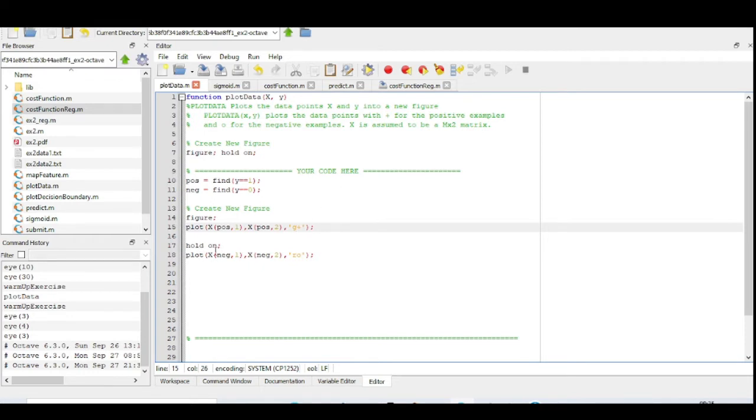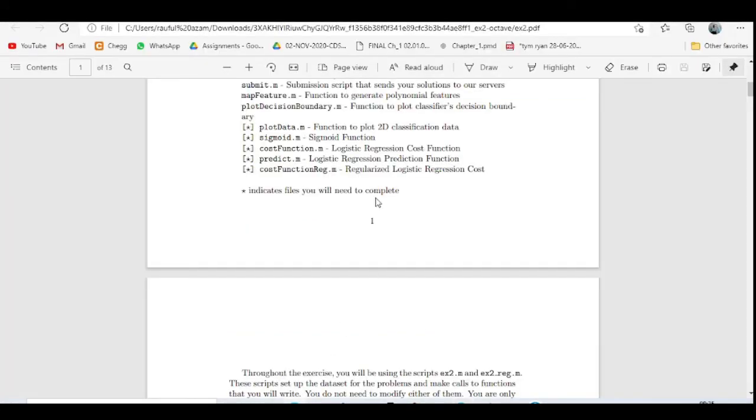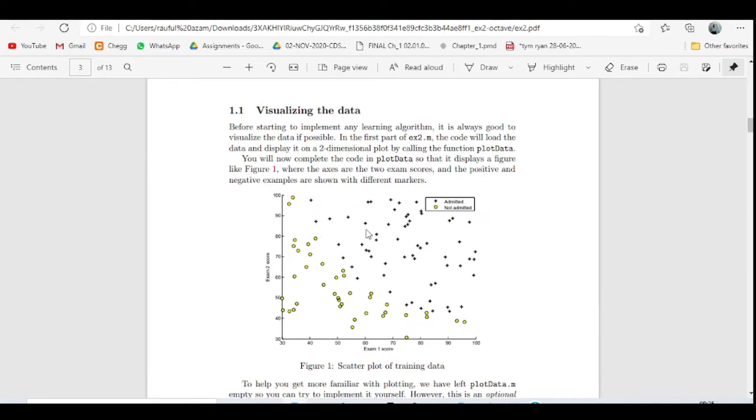And similarly we represent the negative examples: all the negative examples of feature 1 and feature 2 with the mark O. So this is the diagram you will get once we draw it. All the positives with the plus and all the negatives with the O.